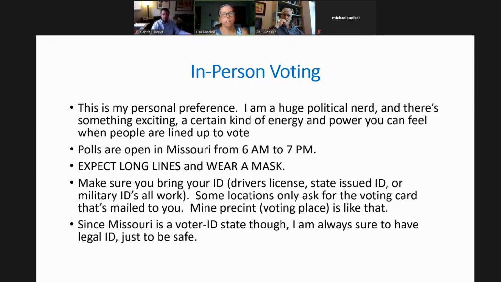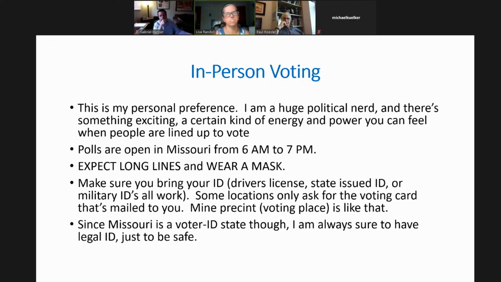So there's that. Polls are open in Missouri from 6 a.m. to 7 p.m. Expect long lines. It is going to be a busy election. People on both sides of the fence are very motivated to vote. So do not expect to walk in and walk out.